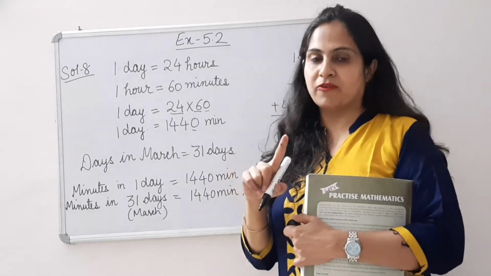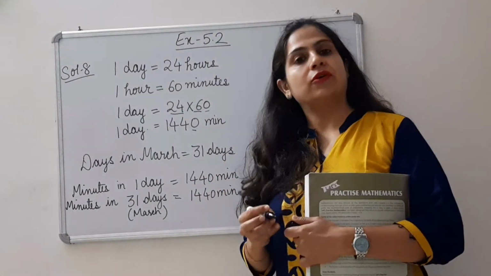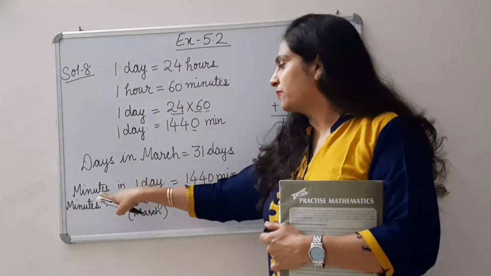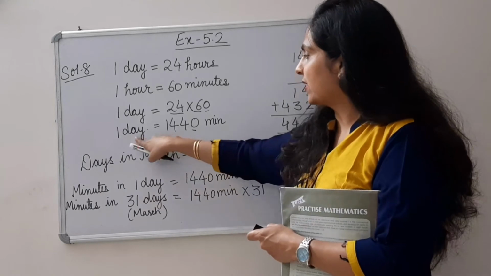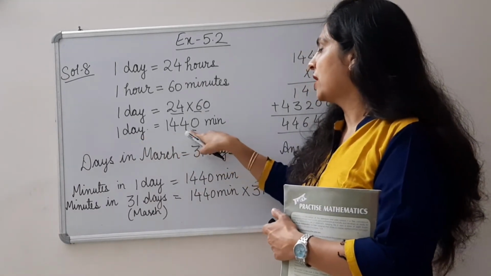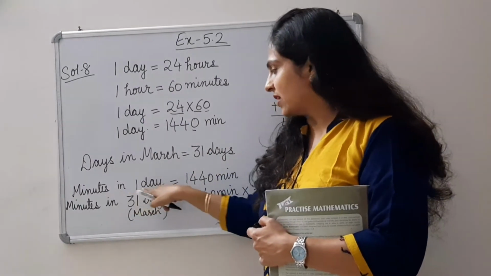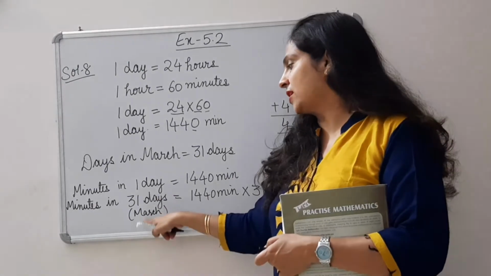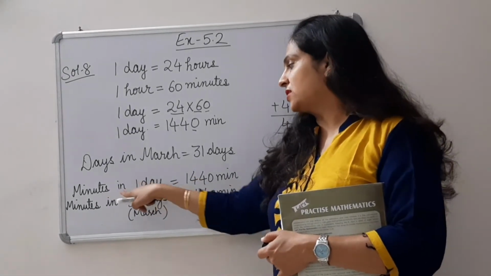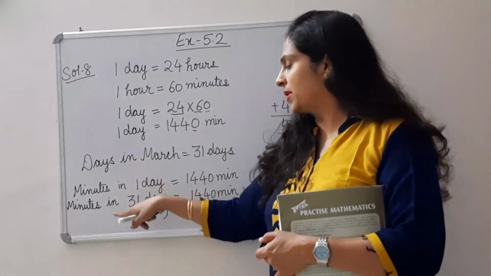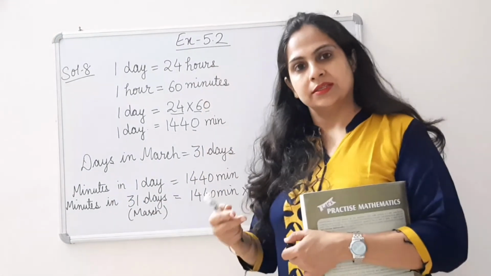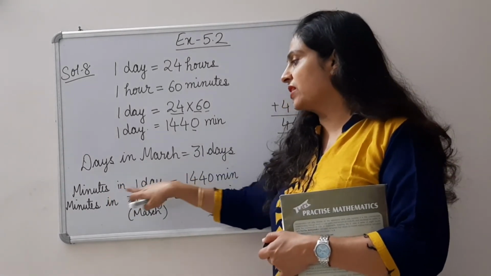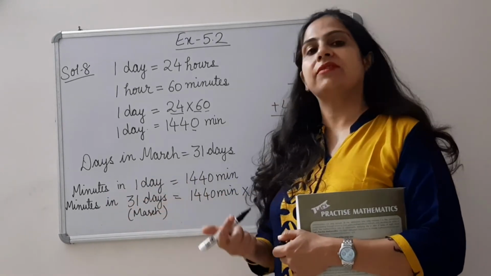Now we have to find the number of minutes in the month of March. We all know that the month of March has 31 days. Fine. So minutes in 1 day we have already found out. 1 day is equal to 1440 minutes. So minutes in 1 day is given and we have to find the minutes in 31 days, because March has 31 days. 1 to many, same concept. So when the minutes in 1 day is given and we have to find the minutes in 31 days, then we will multiply.